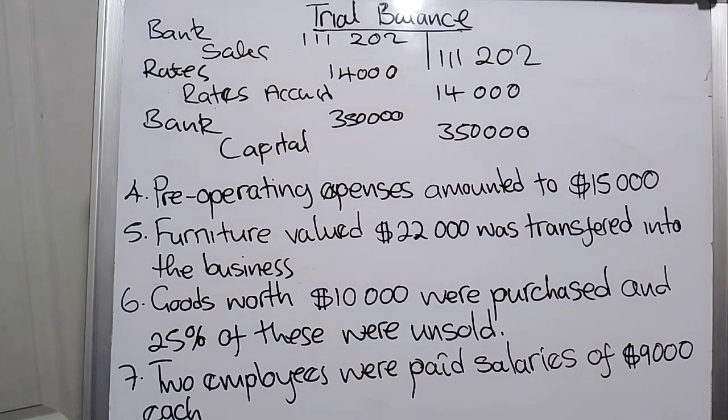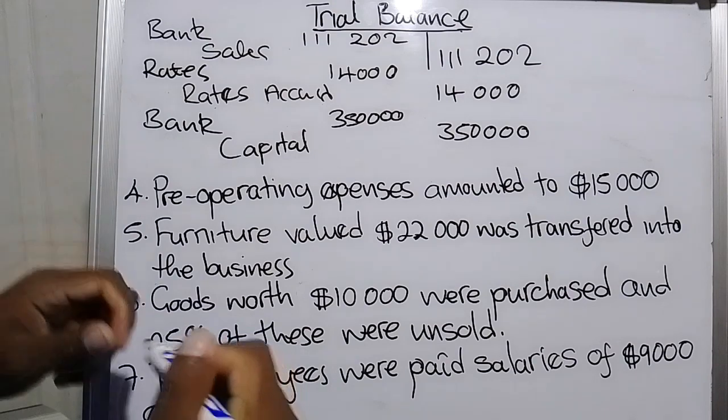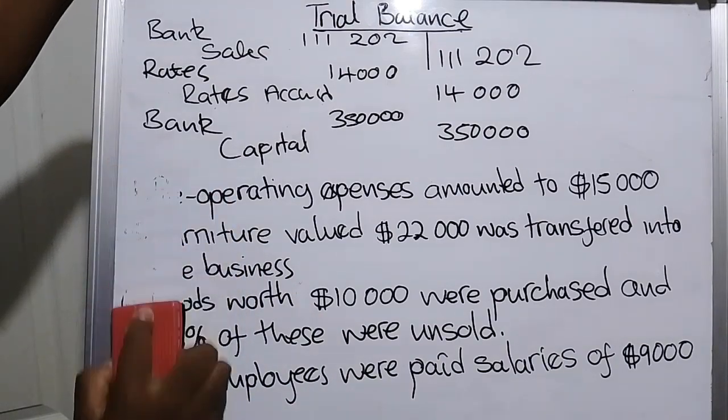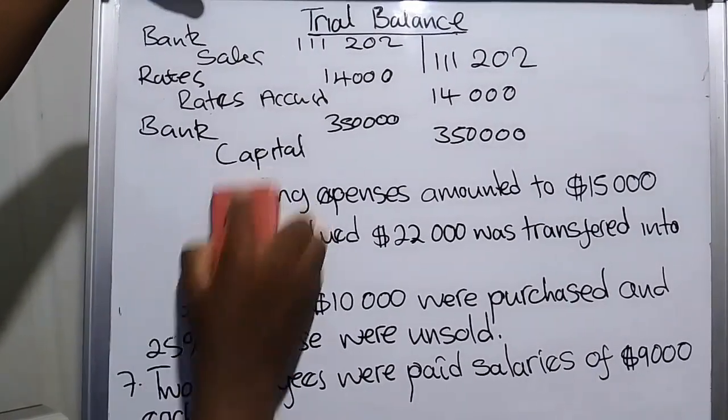Okay, then we had another statement of drawings which says the owner withdrew 4,000 for personal use. Drawings and bank are the two accounts involved. Okay, let me just wrap these ones and create some space.